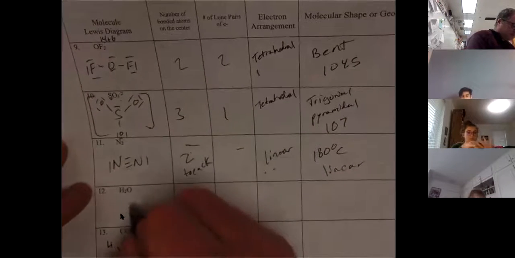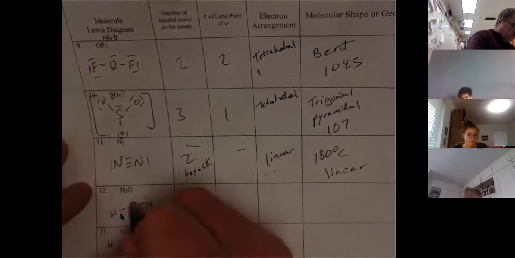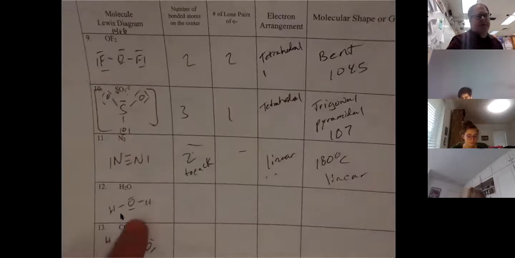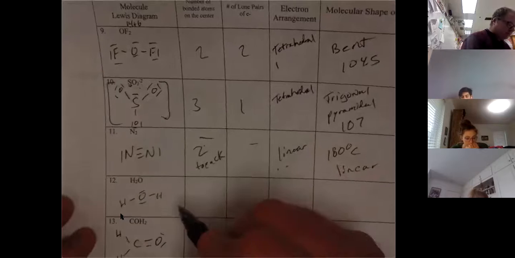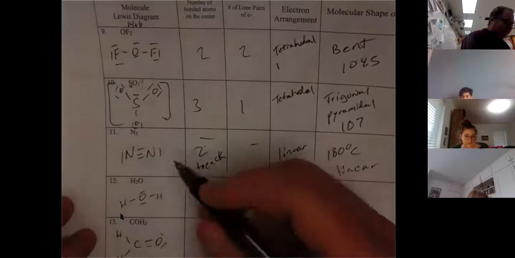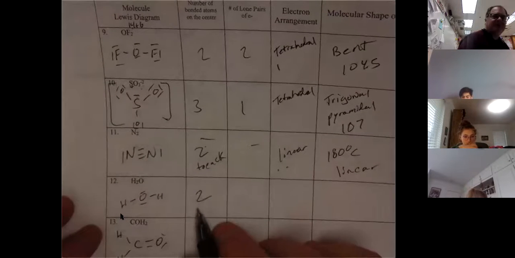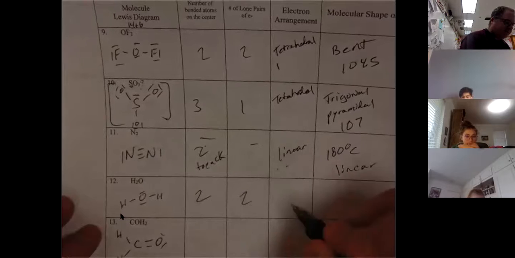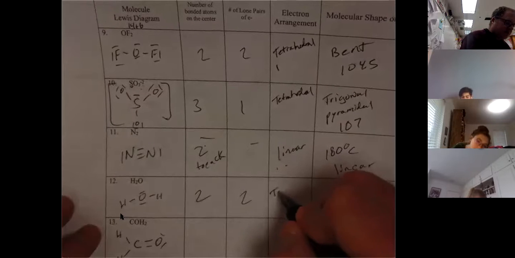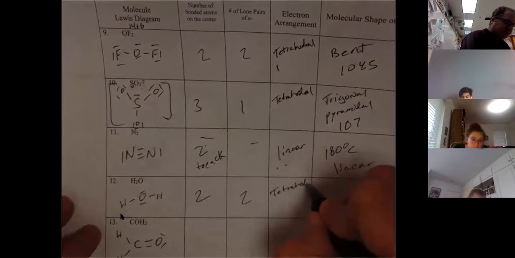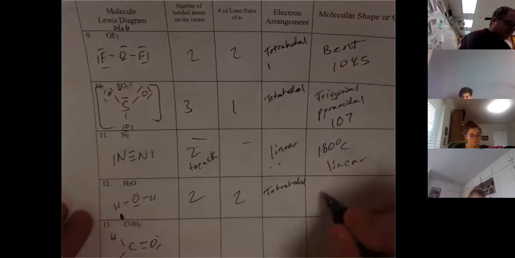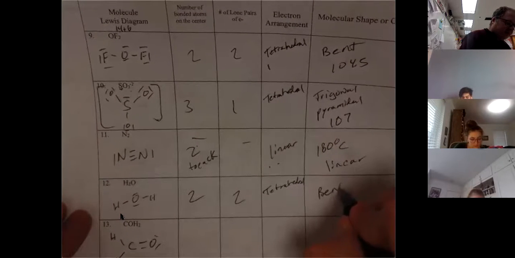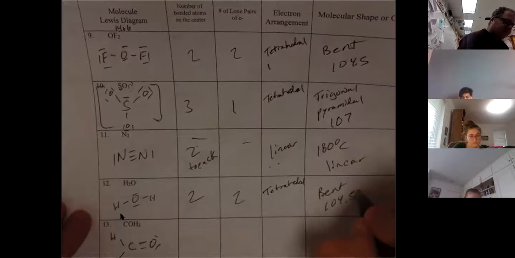H2O. O, H. Remember that they may not be shown as bent because these are just going to be written as is. It may look linear to you. Your responsibility is to go and look and say, okay, 2 bonded atoms, 2 unshared pairs. While it has a tetrahedral arrangement, the shape of it is actually bent or angular. That's 104.5.